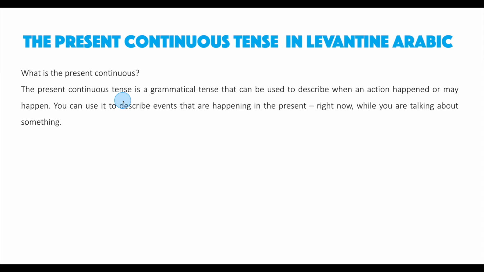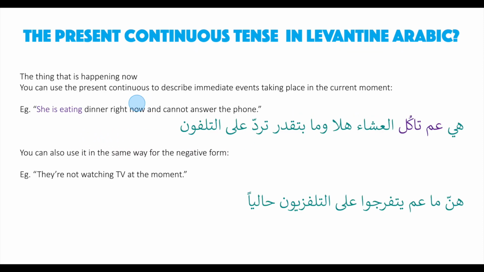Now let's have a look at the use of the present continuous. The use of the present continuous, as you see in front of you on the screen, we use it to talk about an action happened or may happen. You could as well use it to talk about events or actions that are happening in the present tense, right now or while you're talking about something. In this example, we'll be using the present continuous to describe immediate events taking place in the current moment. For example, she's eating dinner right now and she cannot answer the phone.